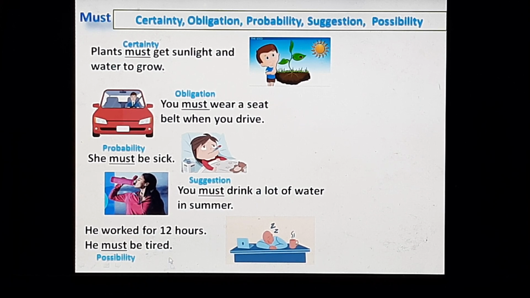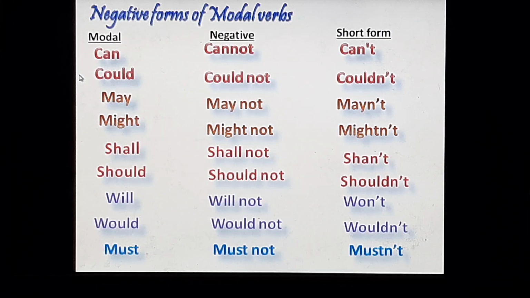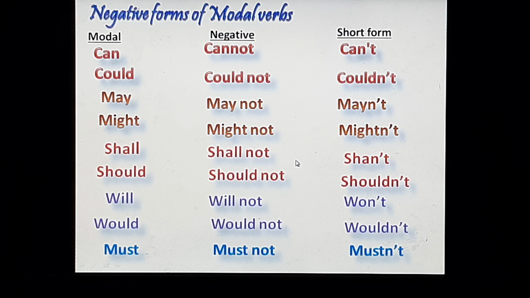So we see that the modal auxiliaries can be used in different contexts. The same auxiliary can be used in different contexts. Now these are the negative forms of modal verbs, children. Just have a look at them, go through them. You can use it in the negative forms.